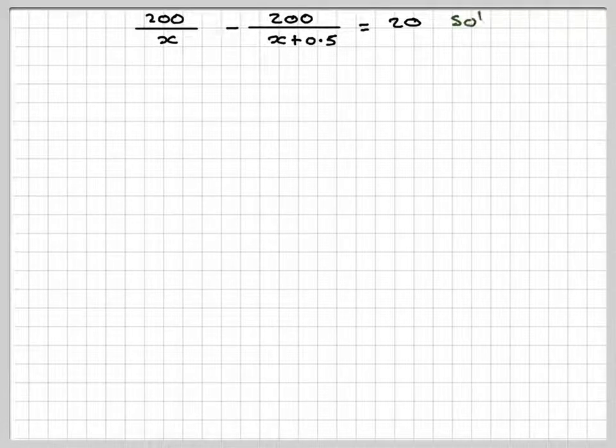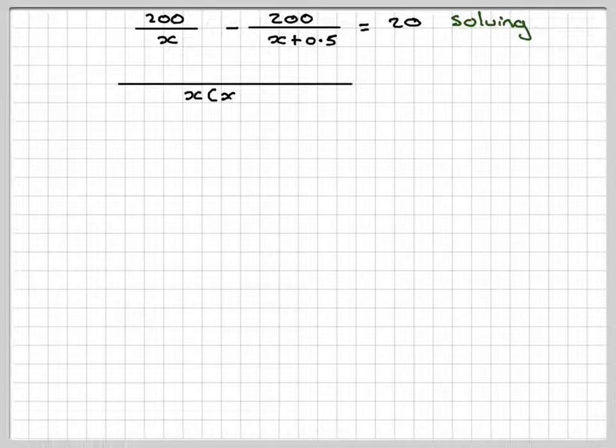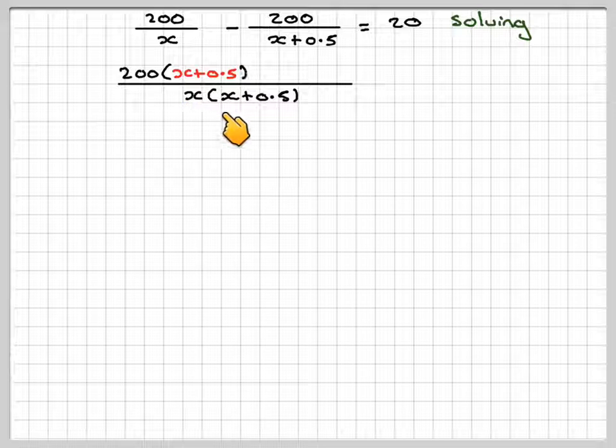To solve it, well, to subtract fractions, you need a common denominator. So the common denominator is going to be X times X plus 0.5 by doing X times this. Now, because you've multiplied the X by X plus 0.5, you must also do the same for this 200. So we get 200 times X plus 0.5. And because you've multiplied this by X, this now has to be 200X. This is now equal to 20.